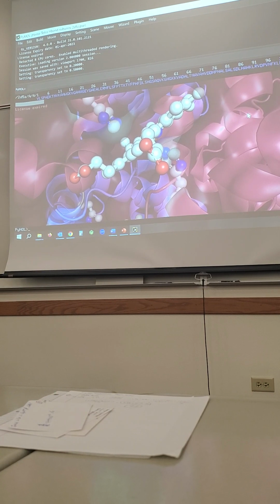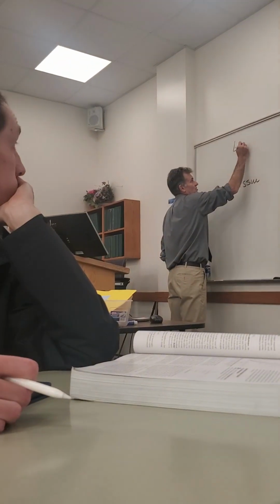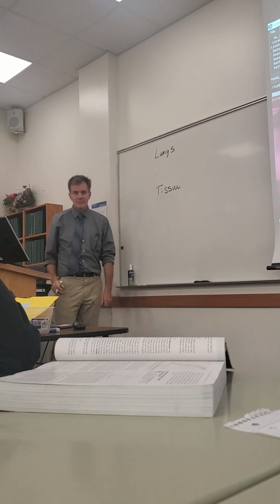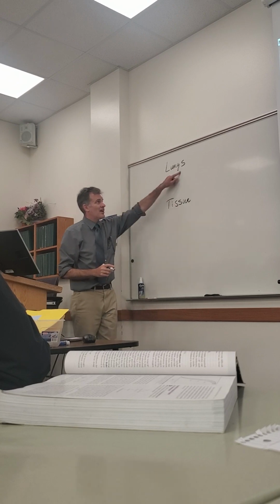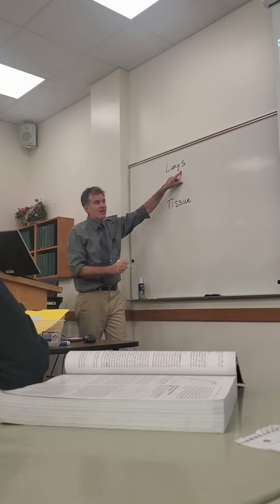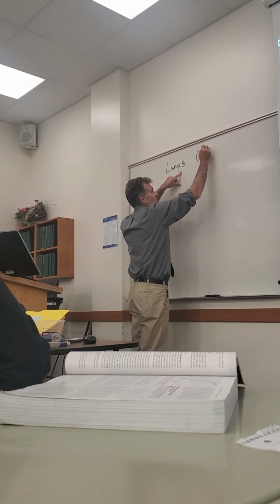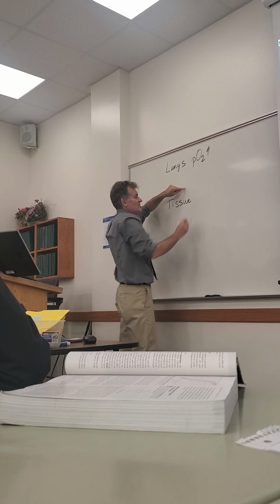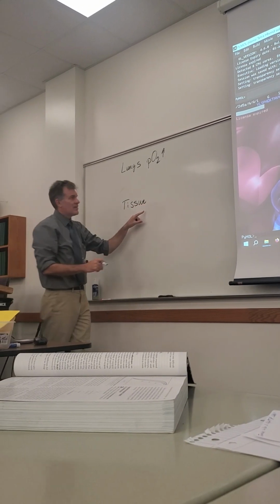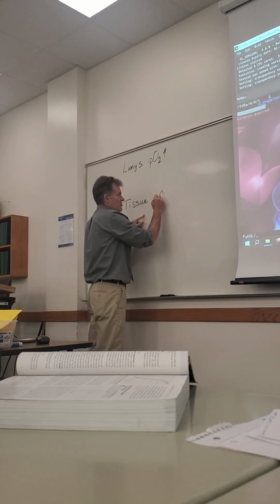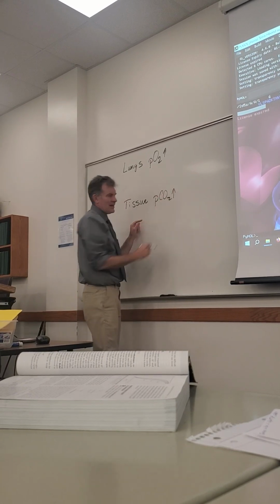So if we're thinking about it for a moment, what's different in the tissues versus the lungs? We'll just go there. What's high in concentration in the lungs? Oxygen. Okay, so oxygen concentrations are higher, the partial pressure of oxygen is. And then in the tissue, the partial pressure of CO2 is increased, correct?